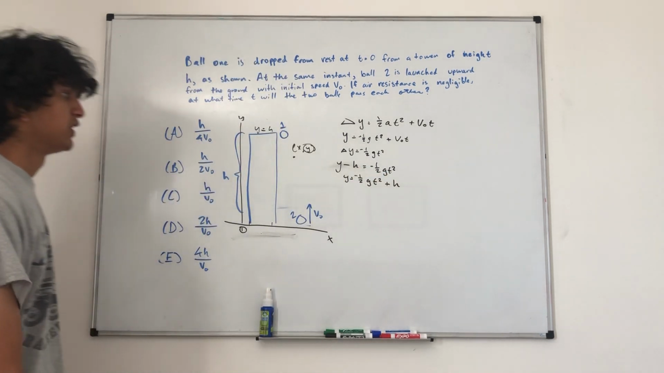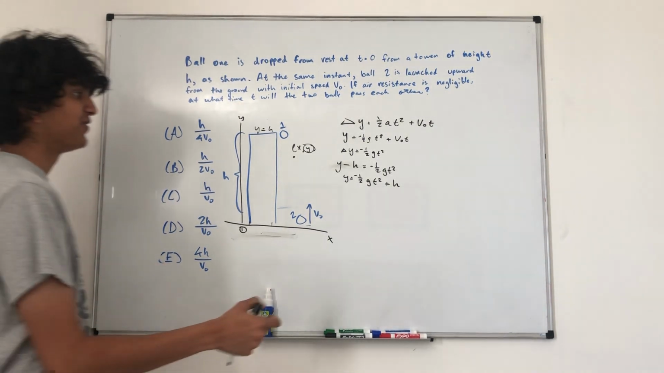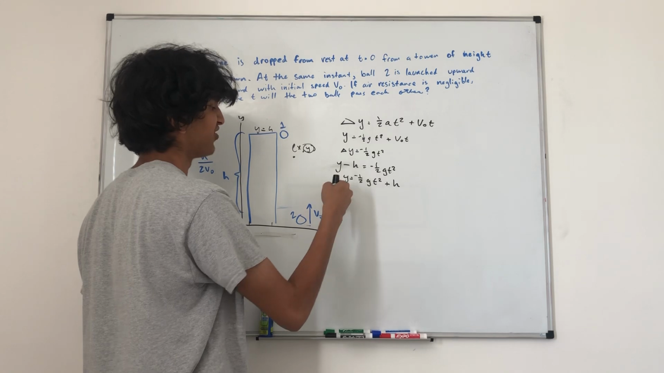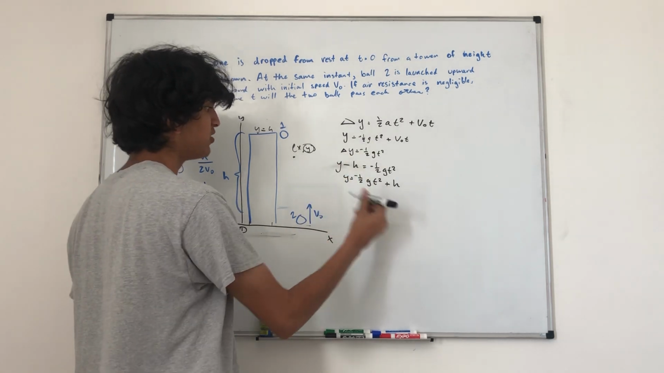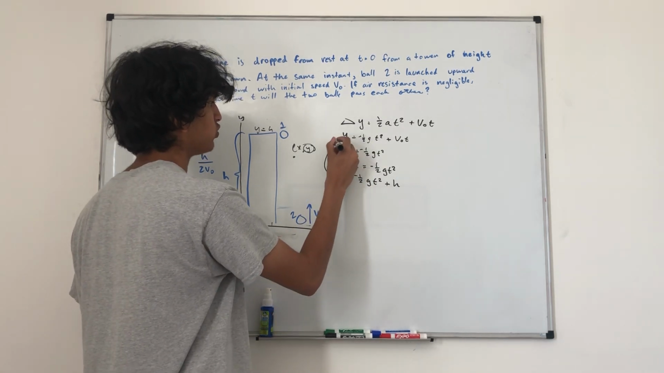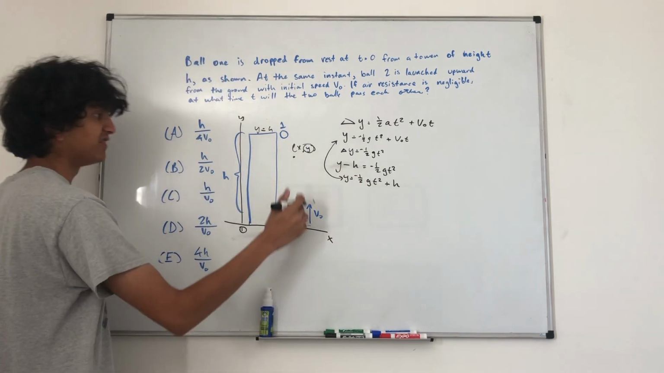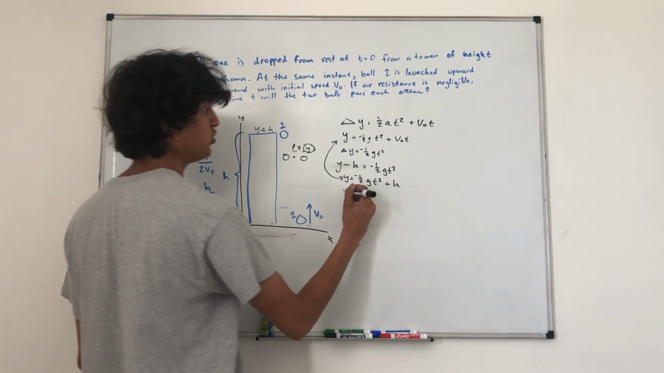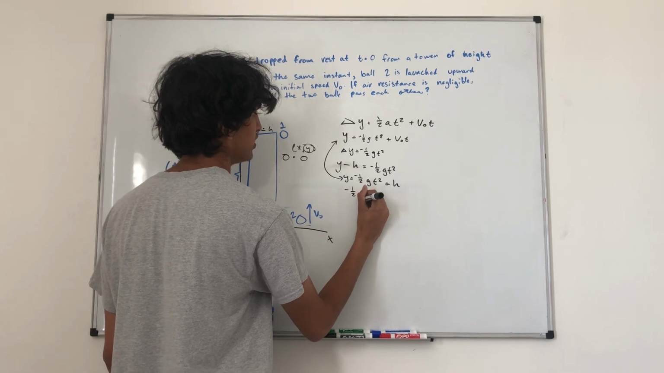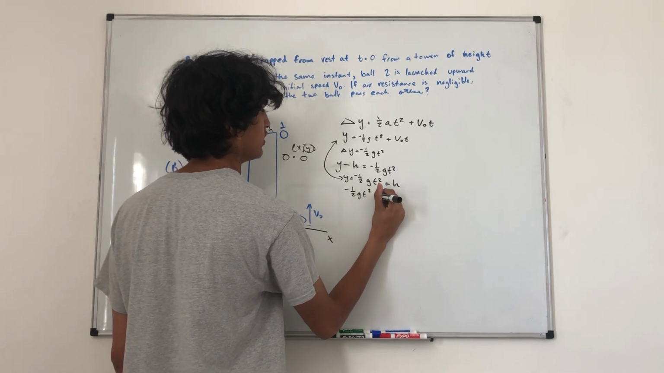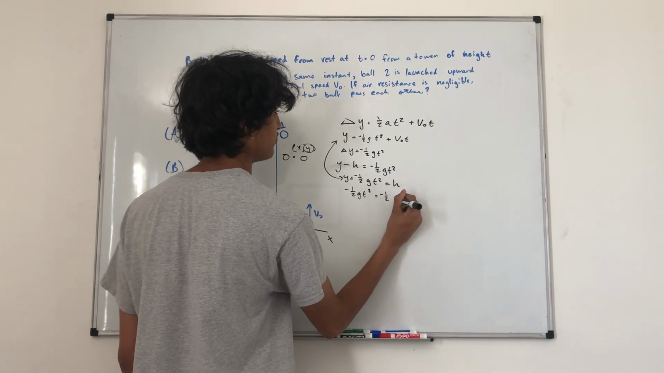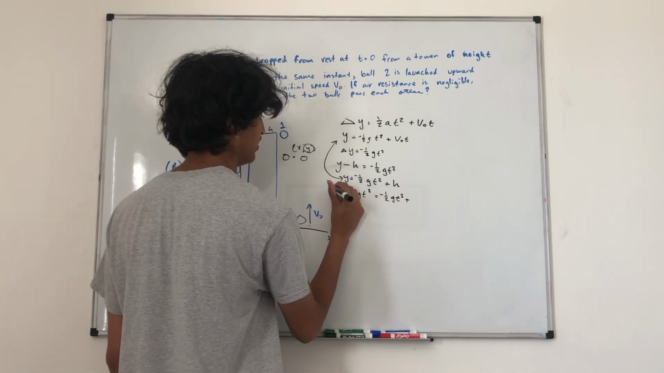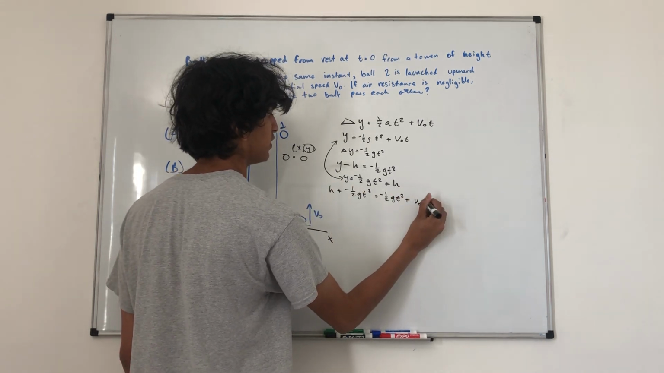Okay, so now we have y as a function of time for both of these balls. I know that they're going to be equal when they pass each other, at the same y value. So I can just set them equal and solve for t. I get negative 1/2 g t squared is equal to negative 1/2 g t squared plus h, oh, and I forgot the plus h here, no worries, plus v naught times time.